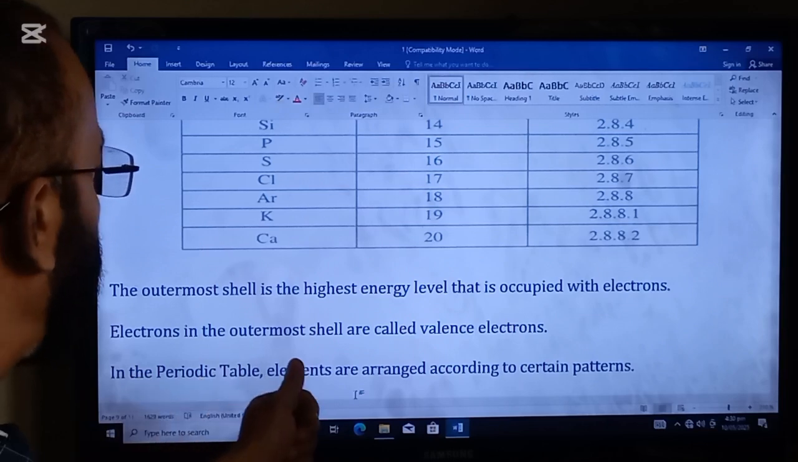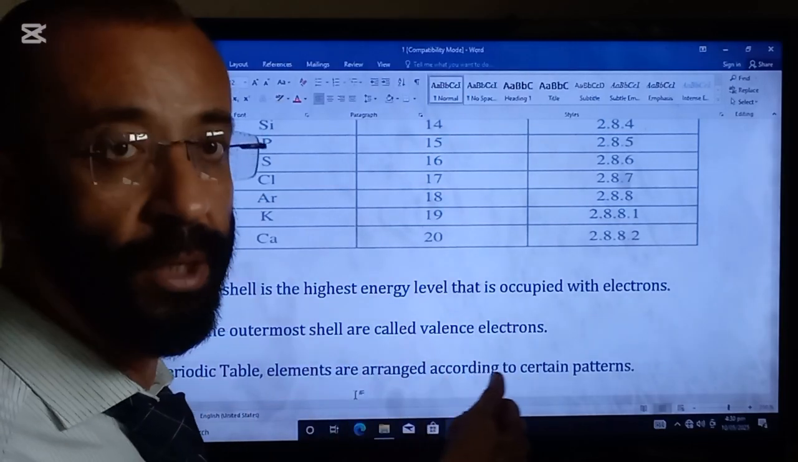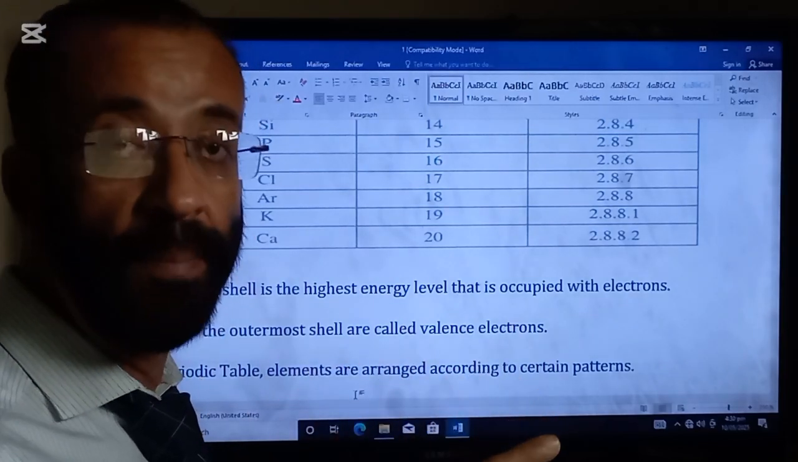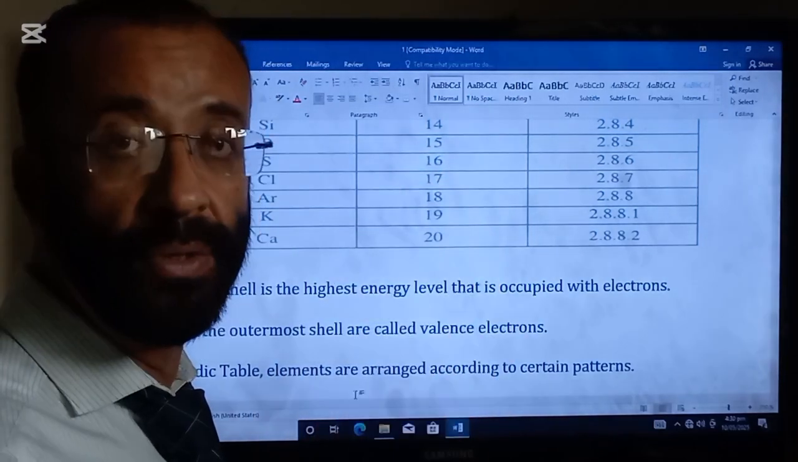Electrons in the outermost shell are called valence electrons. This is another very important tip regarding your MCQs paper.